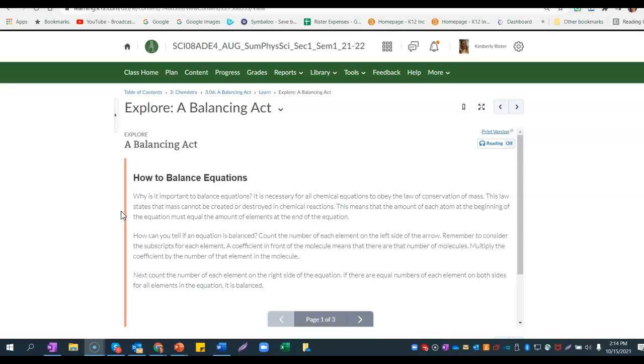So how can you tell if an equation is balanced? You can count the number of each element on the left side of the arrow. Remember to consider the subscripts for each element. A coefficient in front of the molecule means that there are that number of molecules. So you multiply the coefficient by the number of that element in the molecule. Next, you want to count the number of each element on the right side of the equation. And if there are equal numbers of each element on both sides for all elements in the equation, it is balanced.